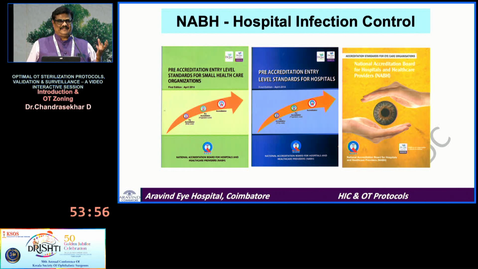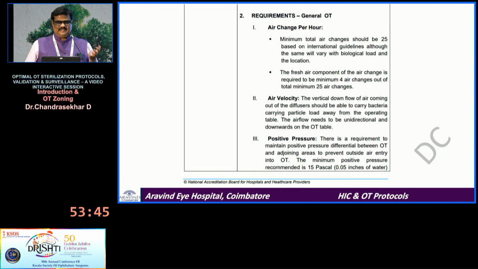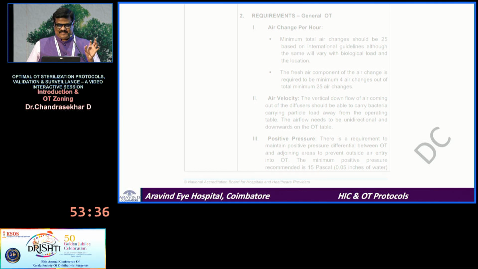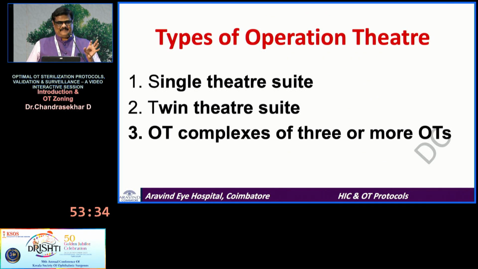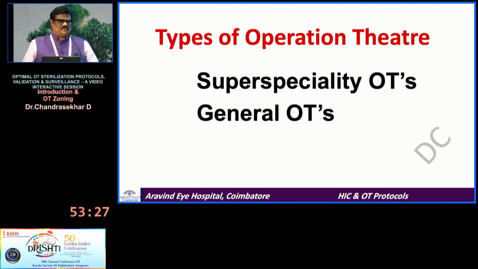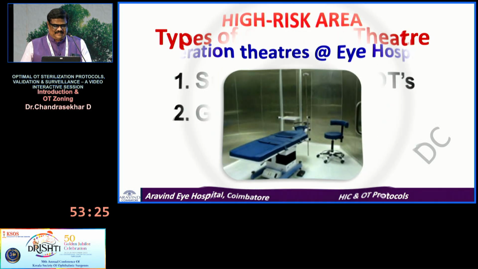Now, if you look at it, the NABH gives some guidelines, and there are standard guidelines for operation theatre. It should be on the top floor where there is minimal traffic and so on. There are something called super specialty OT and general OT. General OT is the category under which the IOTs come. It is not like a super specialty OT. There are three types of single theatre. Many of us will have twin theatre suites, and OT complexes with many OTs, except in very big hospitals. So we come under general OT.